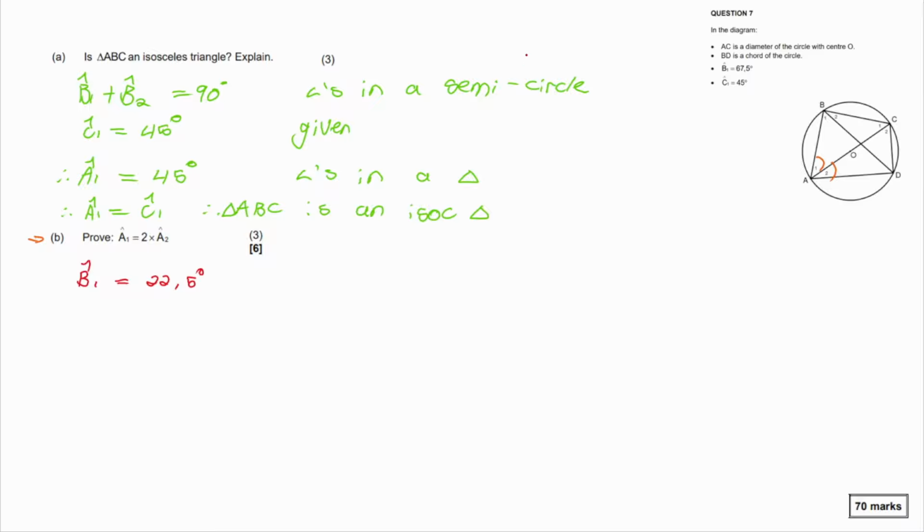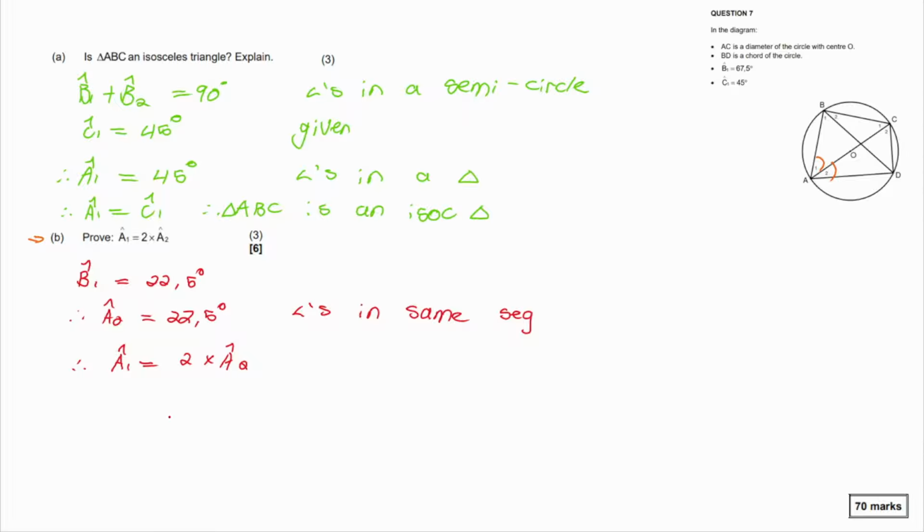Okay, and we've already used angles in a semicircle, so this is fine, just by giving this as a statement. So B2 is equal to 22.5, and then we can say, well, therefore A2 is 22.5 degrees, and that's because of angles in the same segment. And then, well, therefore A1 is equal to 2 times A2.